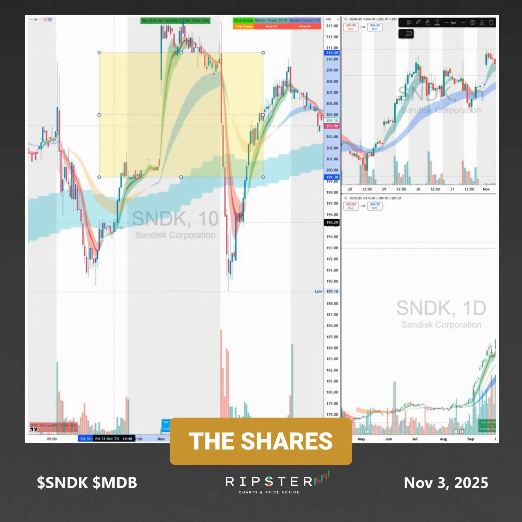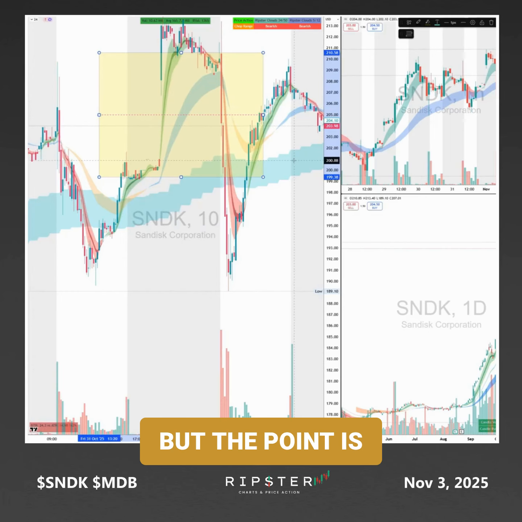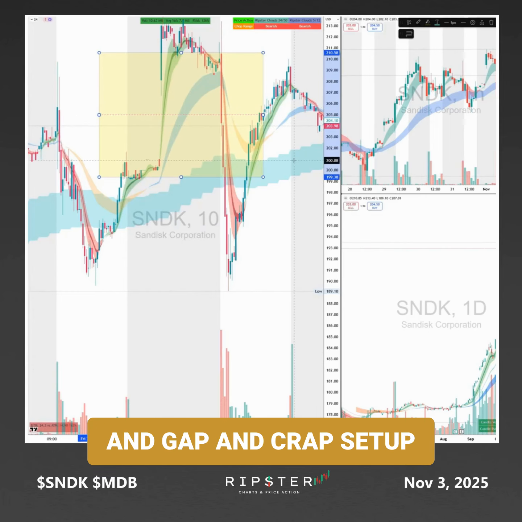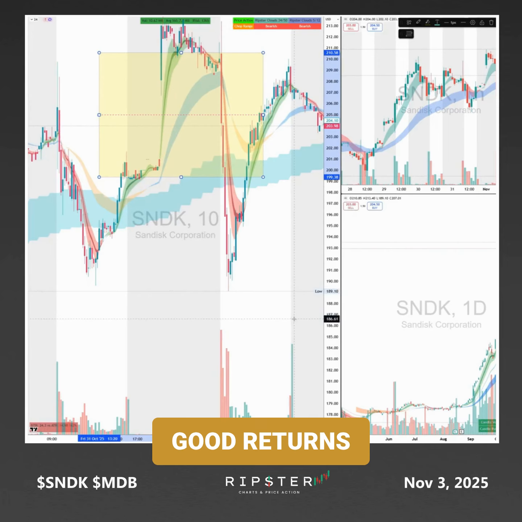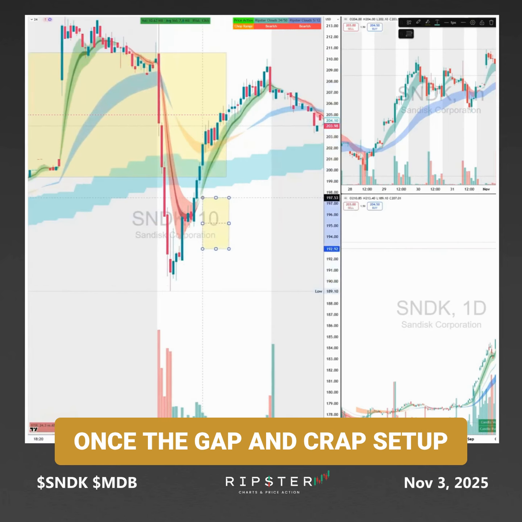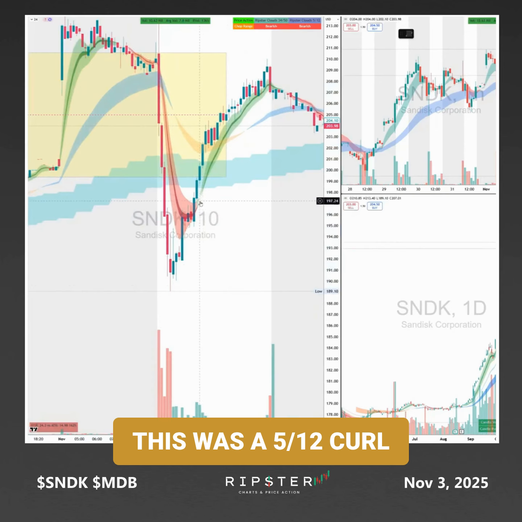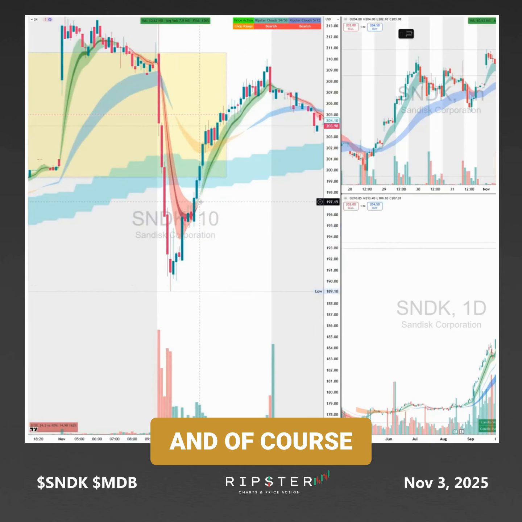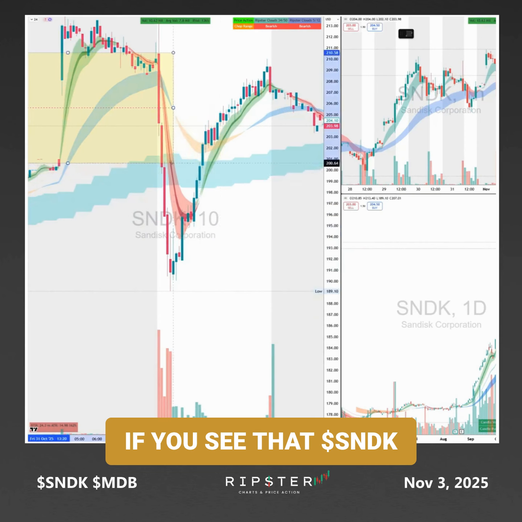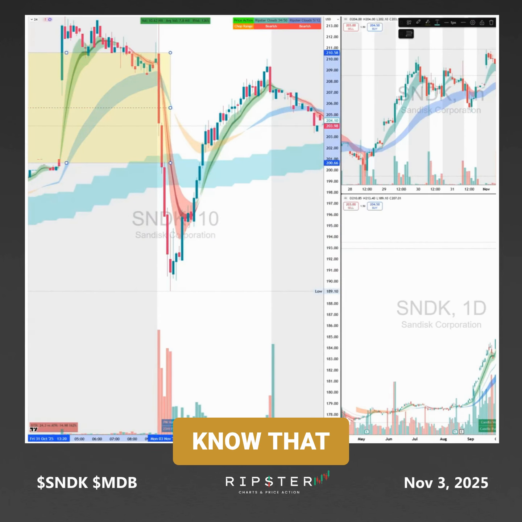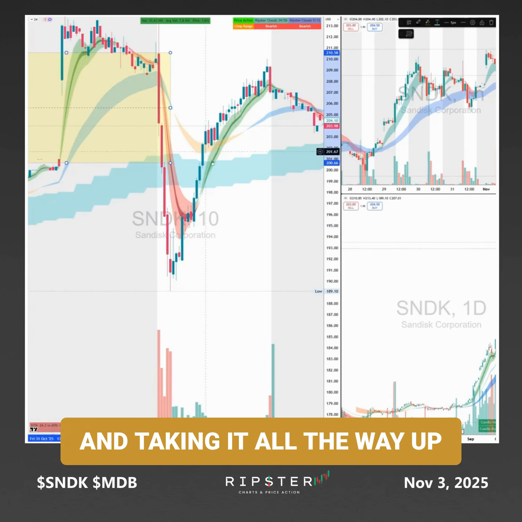If you are shorting the shares, of course, you could trade options as well. But the point is, you need to learn how to short, and the gap and crap setup really gives you good returns. And now once the gap and crap setup is done, this is where you close. This was a 512 call. This is where you close your shorts, and of course you can buy the 512 calls. If you see that SNDK, and my traders already know that, they are already taking those 512 calls and taking it all the way up.